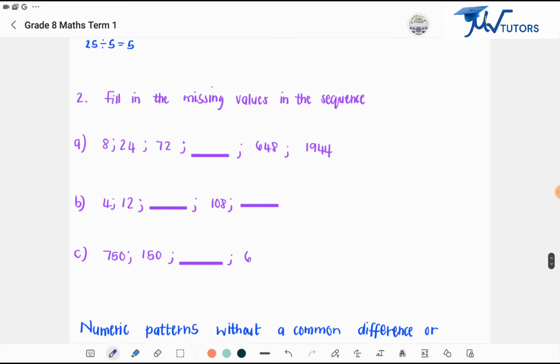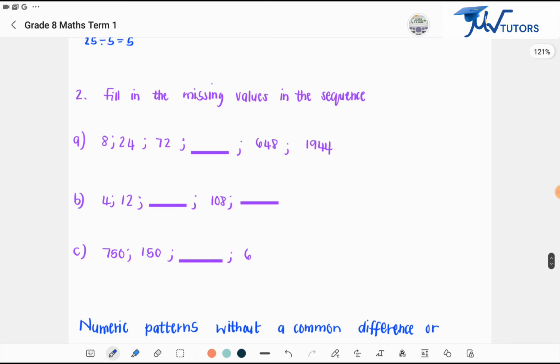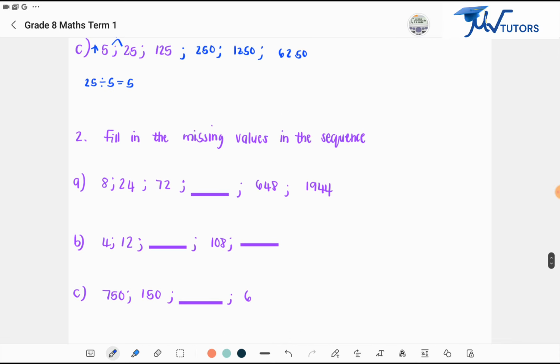And then we have here, fill in the missing values in the sequence. Okay, so you have to figure out what the common difference is. And then you have 8, 24. Because we're dealing with common ratios here, you can say 24 divided by 8 to get what the common ratio is. And that's basically 3. So I see here that I'm multiplying by 3 to get to the next terms.